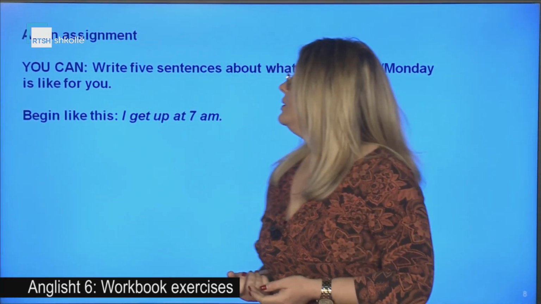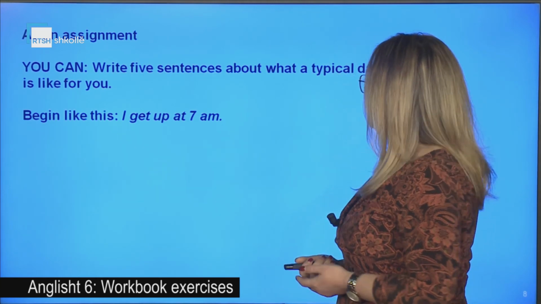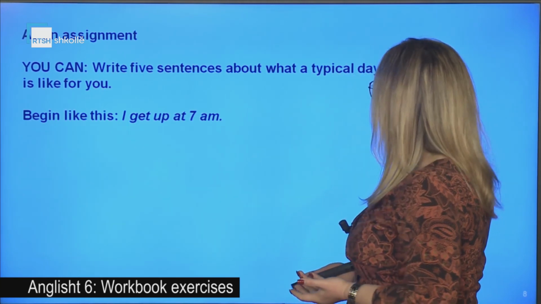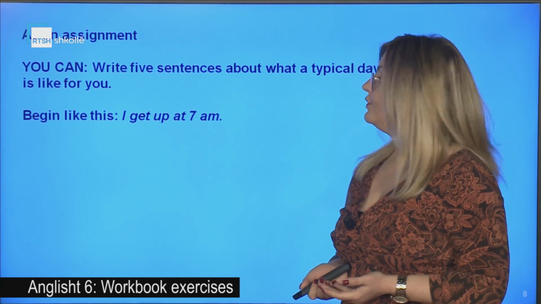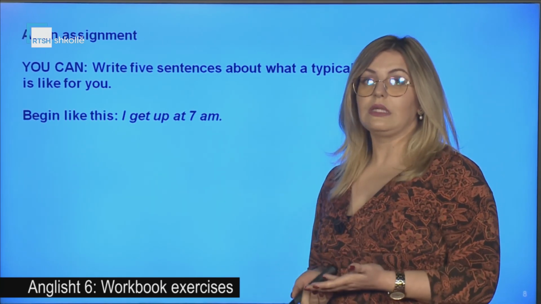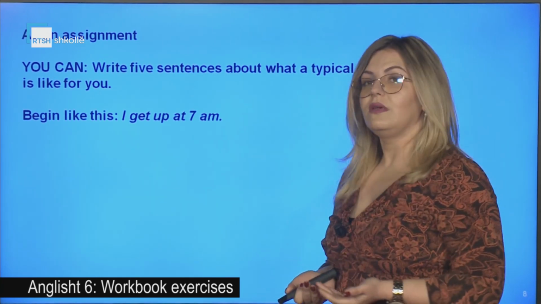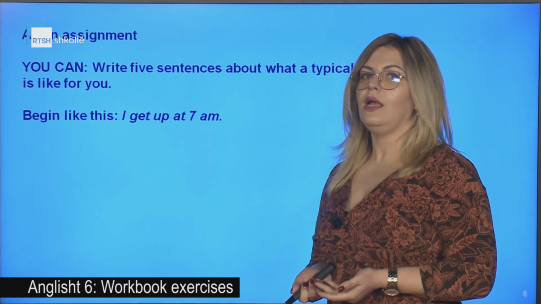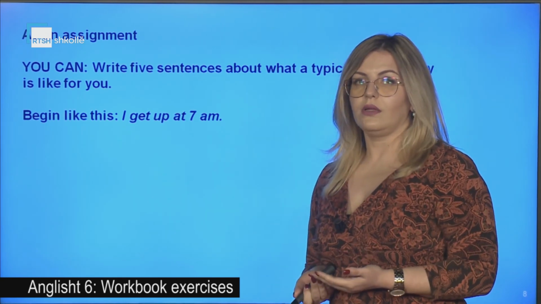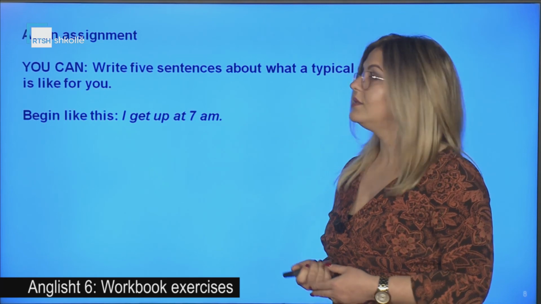As an assignment, you can write 5 sentences about what a typical day or Monday is like for you, and maybe you should begin like this: I get up at 7 a.m., I have breakfast at 9 a.m., I go to school at 9:30, and so on and so forth.